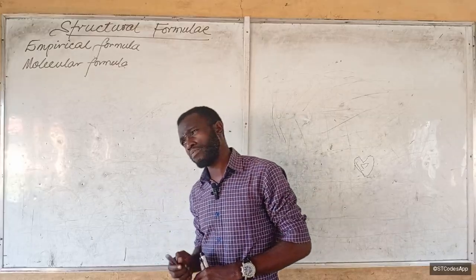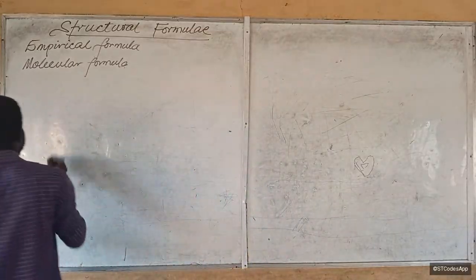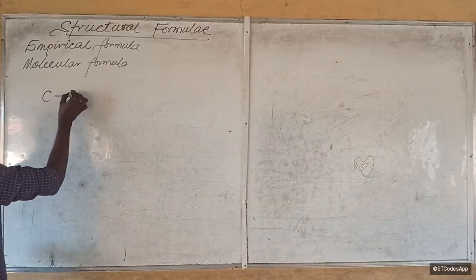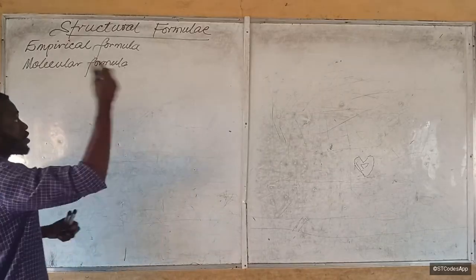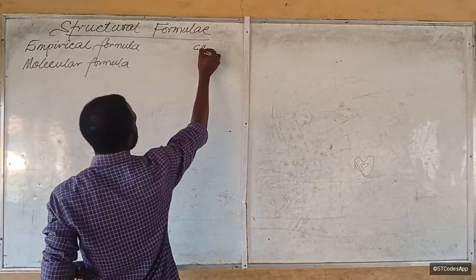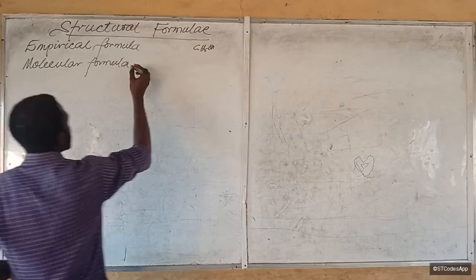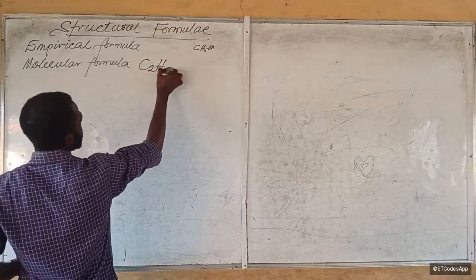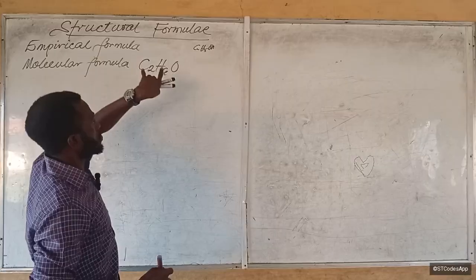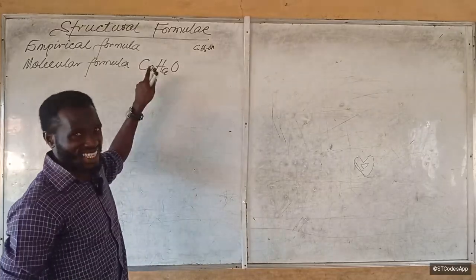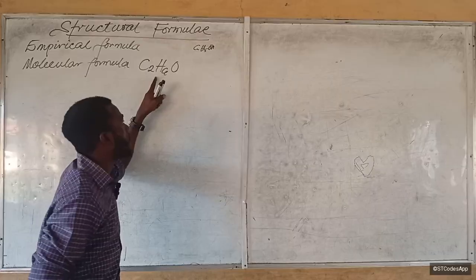Let me give you an example. I want to use a simple molecule. Let's use this guy, for example. Ethanol. Ethanol is going to have the molecular formula C2H5OH, that will be C2H6O. So that's going to be C2H6O. This is going to be the molecular formula of ethanol. Okay? Ethanol is going to have this molecular formula.